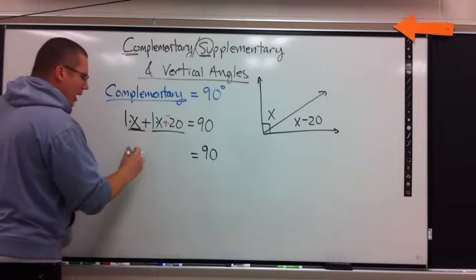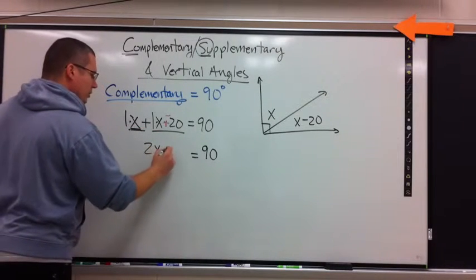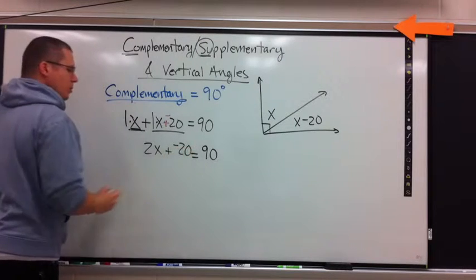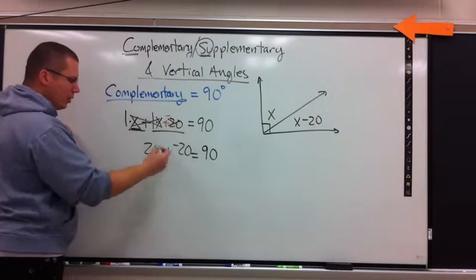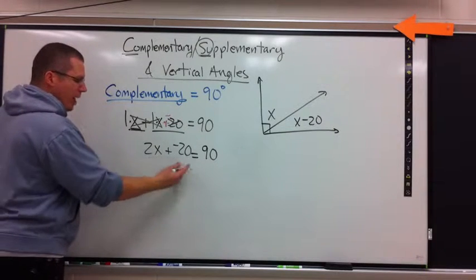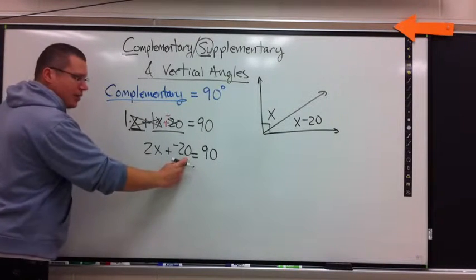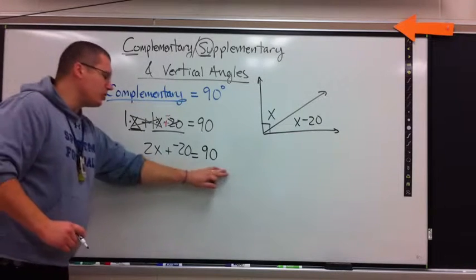1x plus 1x, 2x. I still have a negative 20. So I combined those, I added that down, we're good. I cannot combine these, why not? What does this not have? It does not have an x. So I'm ready now to solve.